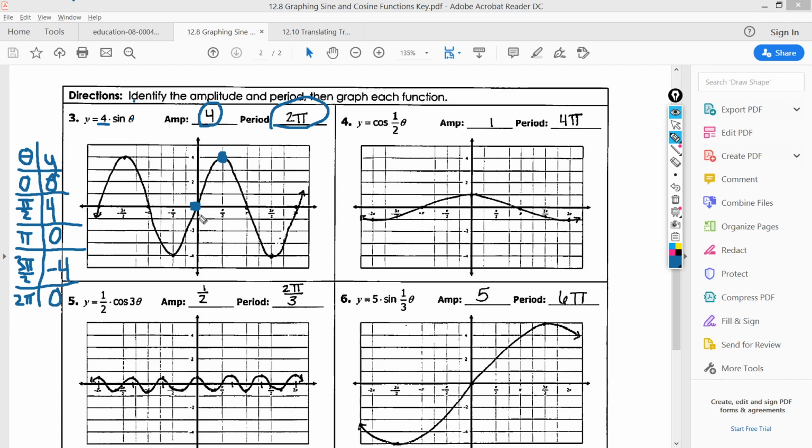So we get 0, 0. That's this point right here. Pi over 2, 4. Here's pi over 2, 4. Pi, 0. This is pi, 0. 3 pi over 2, -4. This is 3 pi over 2, -4. Okay. And 2 pi, 0.